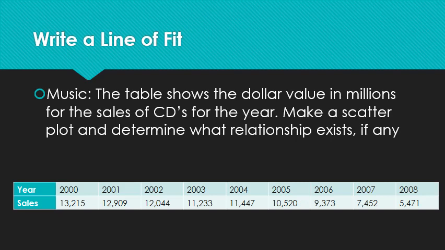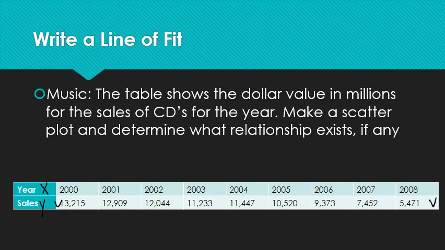So in 2000, we had $13,215,000 worth of sales of CDs. And by the time we get to 2008, we've got $5,471,000 in the sales of CDs for the year. And let's think about this. Our year is going to represent our x-axis or our x values, and sales is going to represent our y value, or the y-axis.